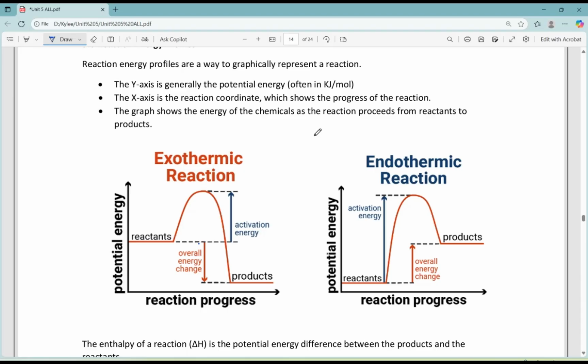These may look familiar to you. I know that I covered them in my on-level chemistry class. So if you've seen these before, great. If not, then that's okay, because they're not super complicated to analyze.